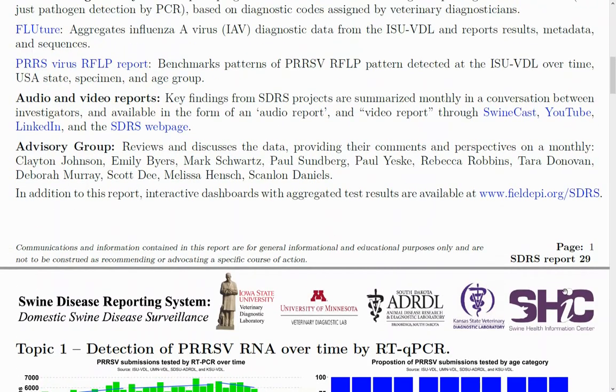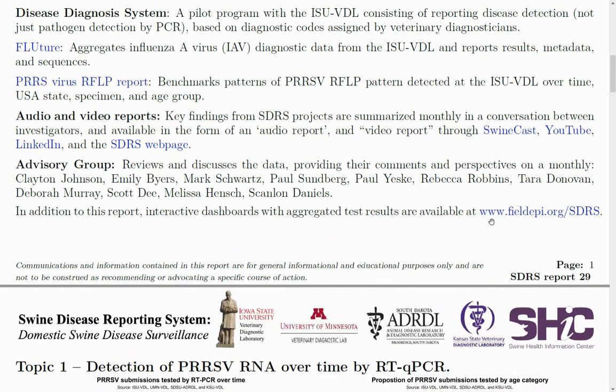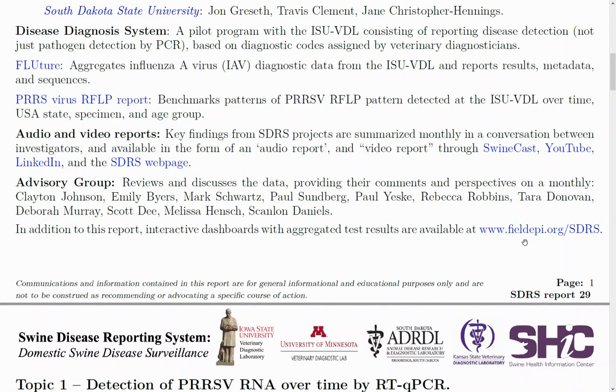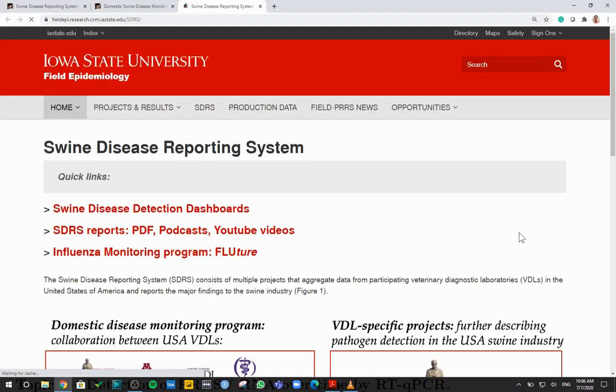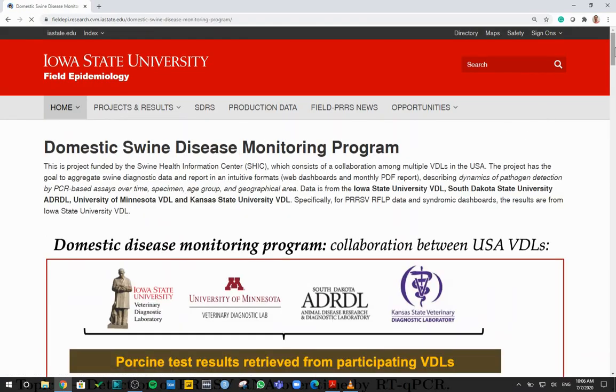That is available on the Swine Disease Reporting System webpage. The first page of the PDF report has the link to this webpage, and these are freely accessible for anyone that wants to take a look and compare the detections. And as this is monthly data, we update at the beginning of every month with the information of the past month.